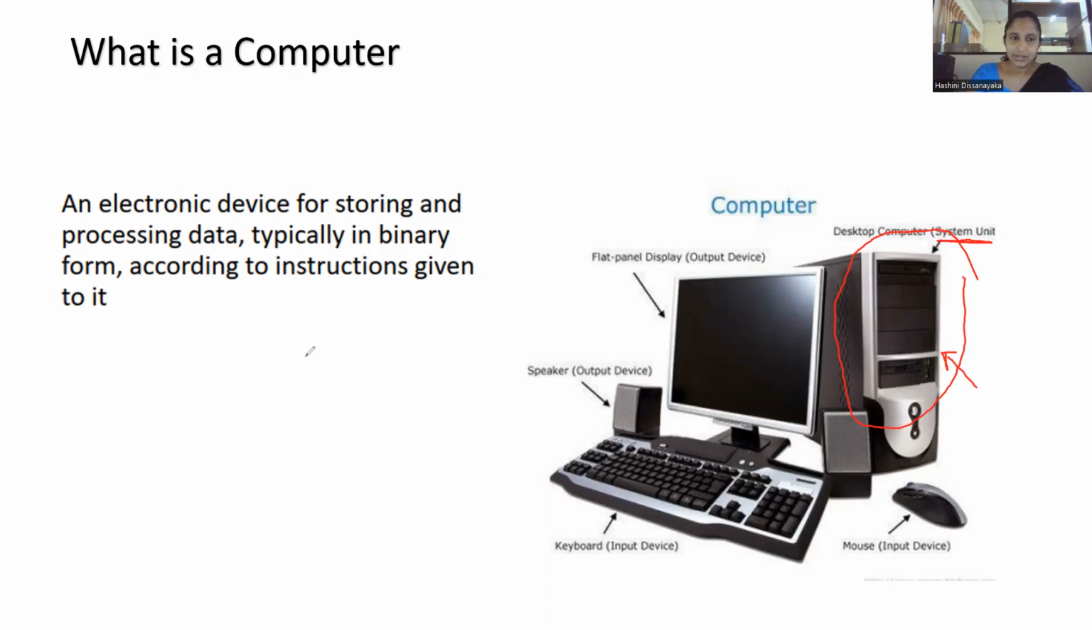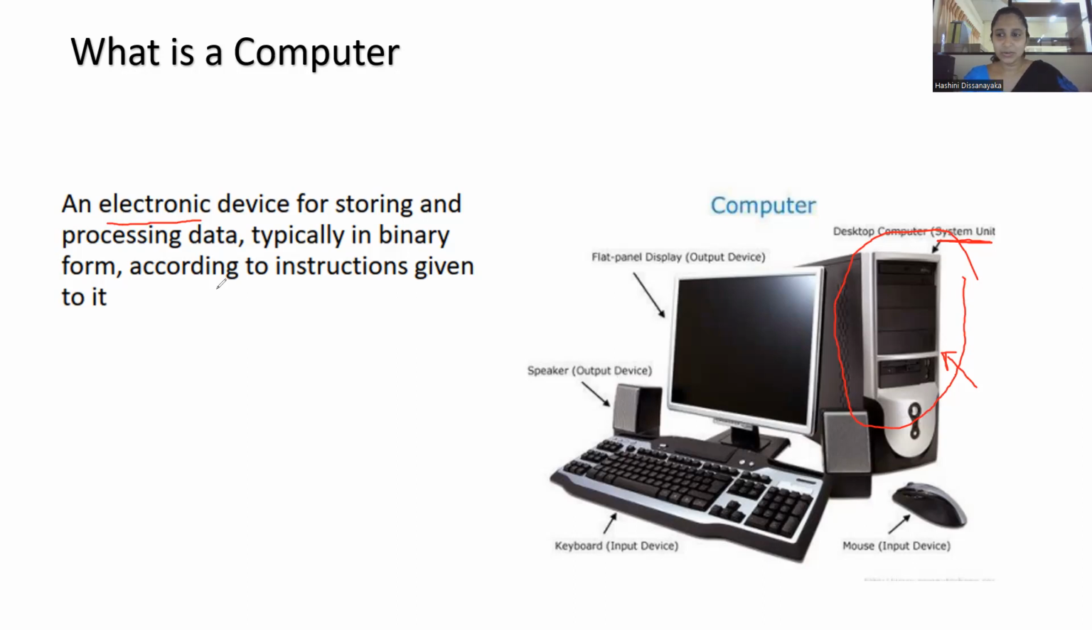So let's see what a computer is. It's an electronic device for storing and processing data, typically in binary form, according to the instructions given to it. Each and every digital device works based on the instructions that we feed into the machine. The machine then processes the data and the instructions. If we want, we can use storage devices to store the processed data. Otherwise, we can use output devices to get those things as output.